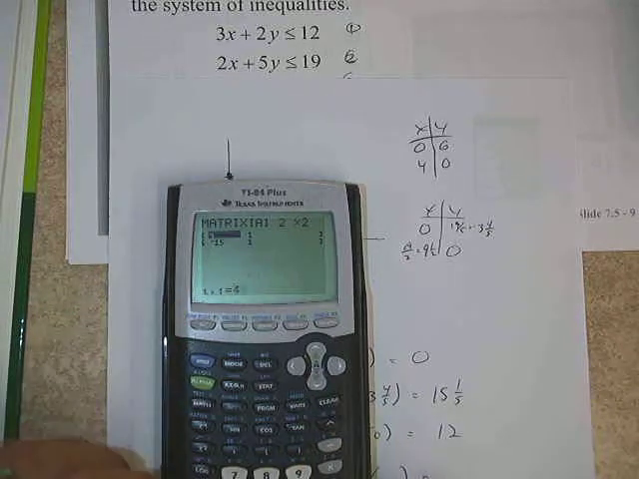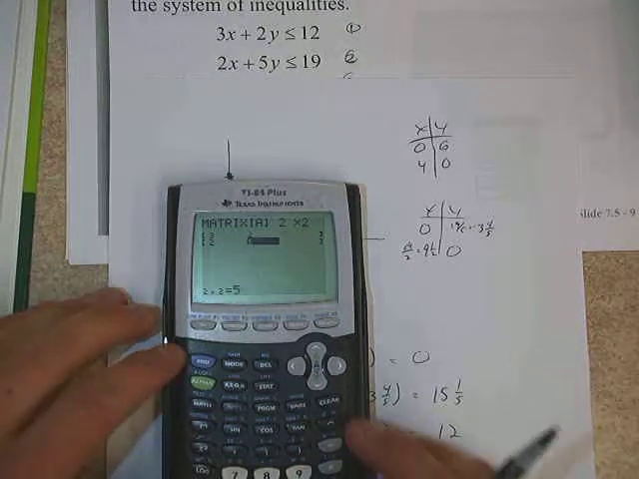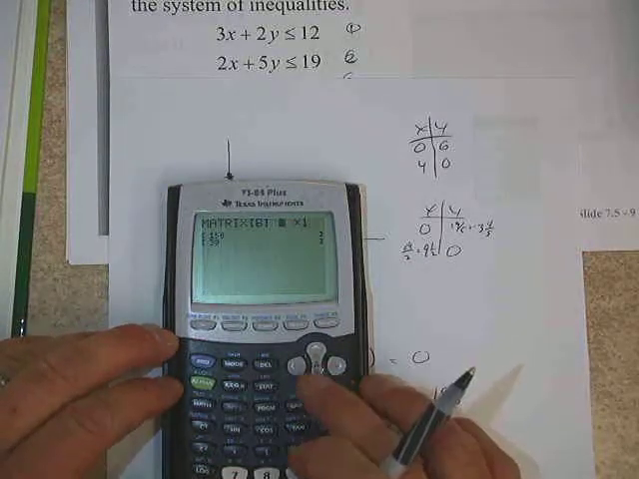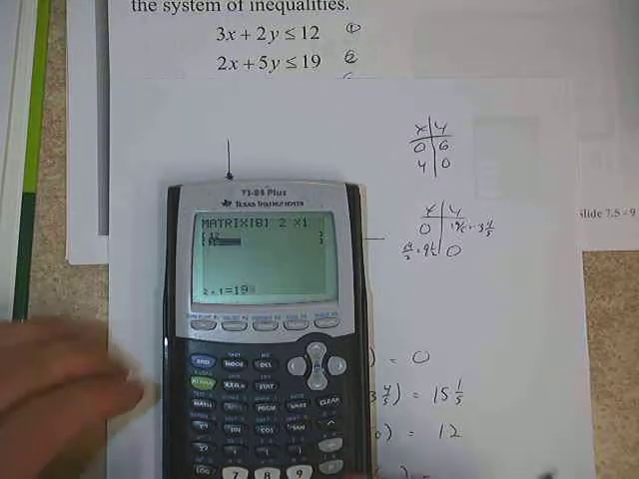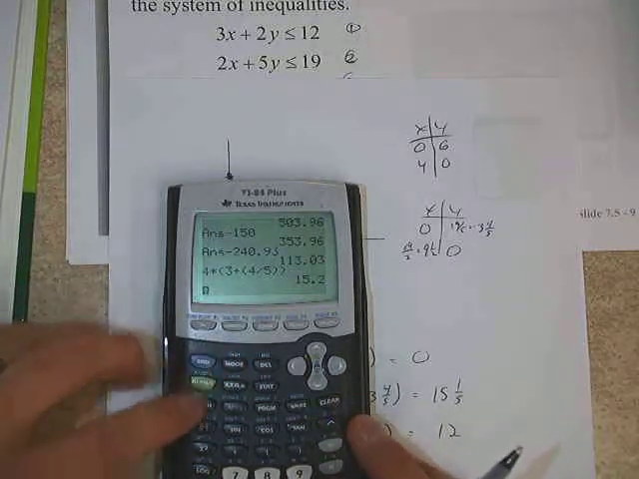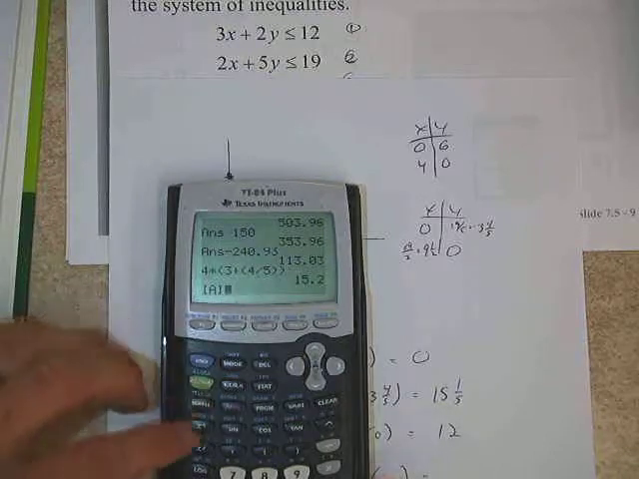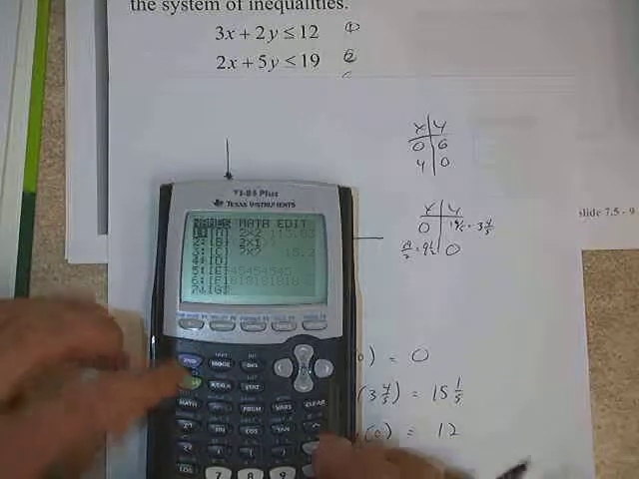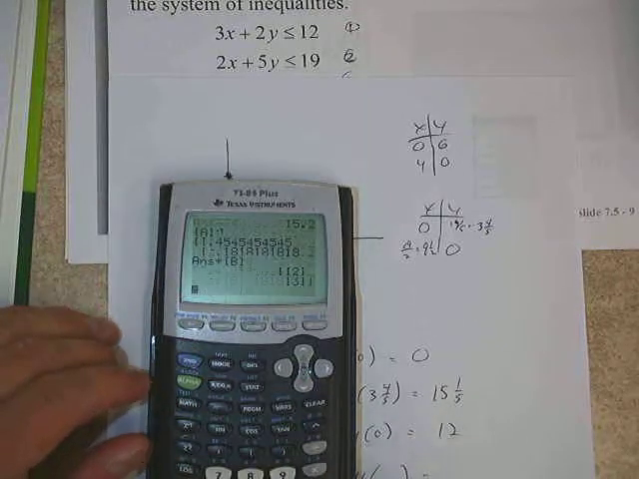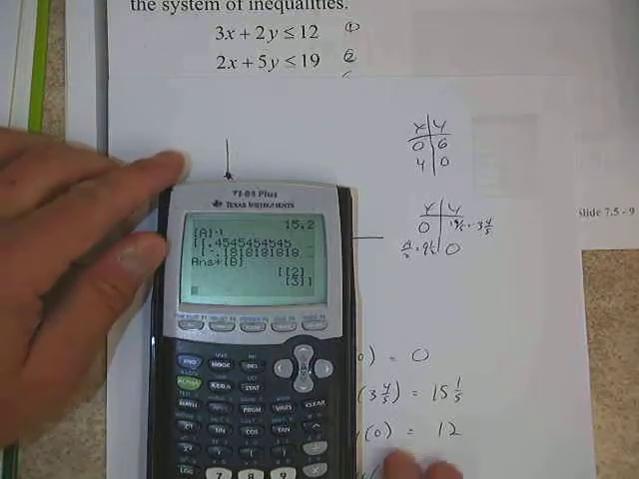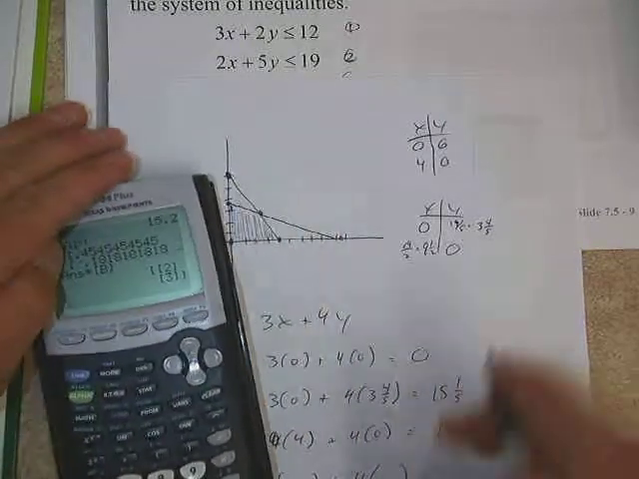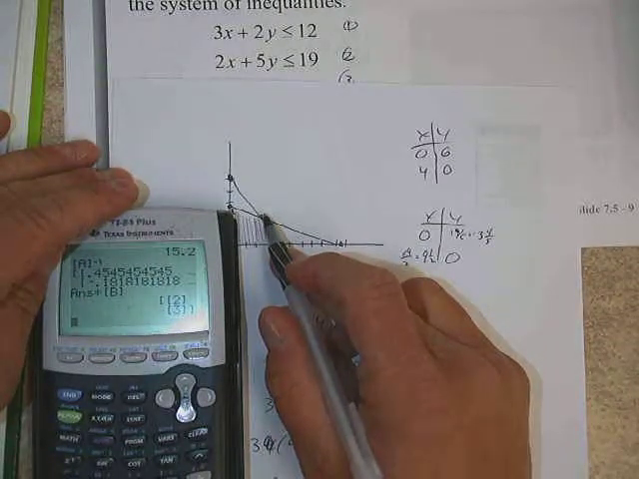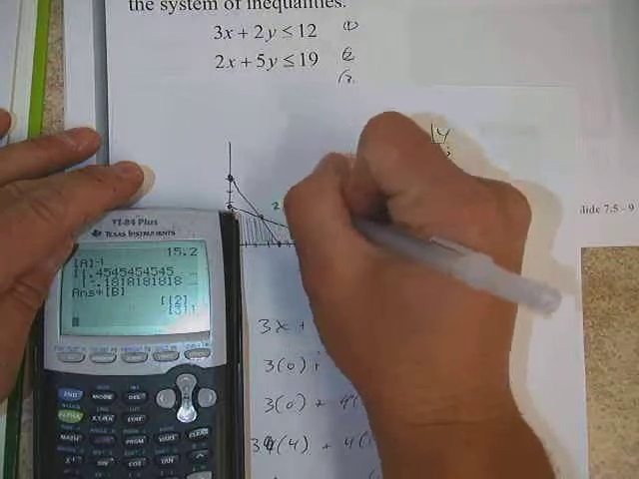So just for practice's sake, I'm going to do it the matrix way to solve this system. So I'm going to do matrix edit. I already got a 2 by 2. I'm going to do 3 and 2 and 2 and 5. And then if I do matrix B, make that 12 and 19. And then I do matrix A inverse. Here's my inverse. Multiply that by matrix B. And we get our two answers. In this case, it turns out to be a nice answer, 2 and 3.